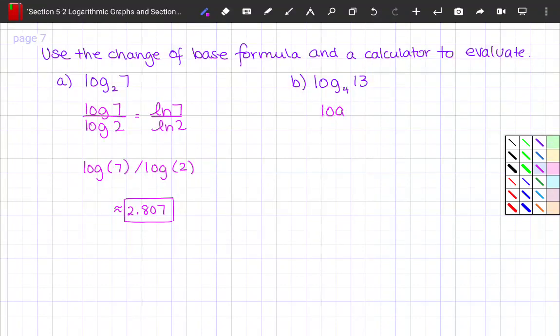If you change it to base 10, it looks like this: log of 13 over log of 4. If you change it to base e, it's going to look like natural log of 13 over natural log of 4. But you're going to get the same exact answer no matter which one you do, and it should be about 1.850.